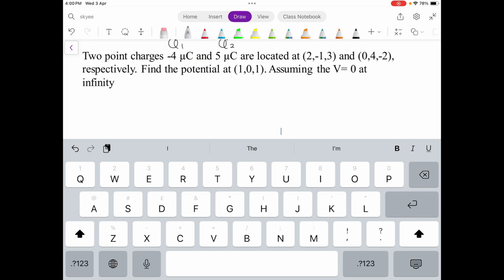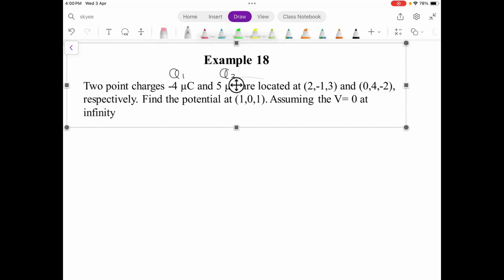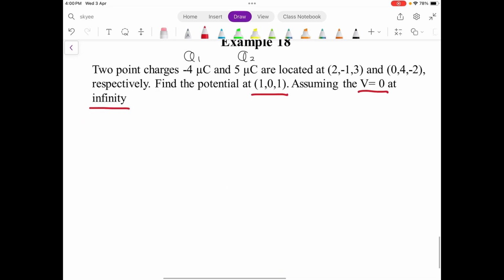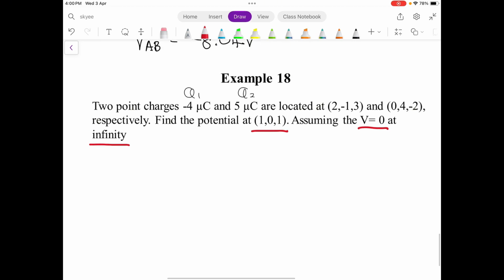Okay, find the potential at 1, 0, 1. Assume the V is 0 at infinity. So in this case, you see you have 2 charges. So 2 charges will contribute to the potential.